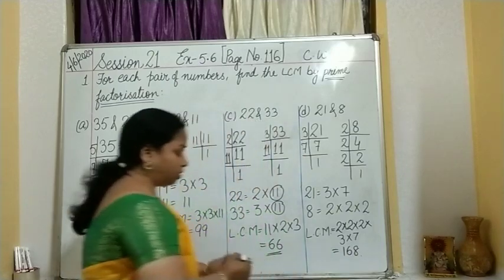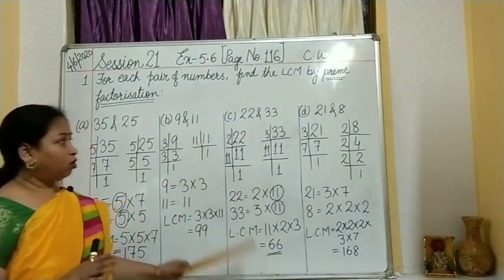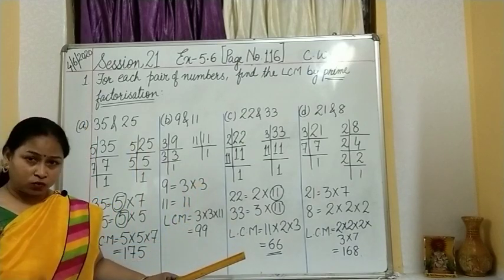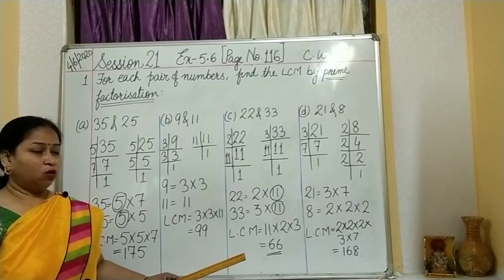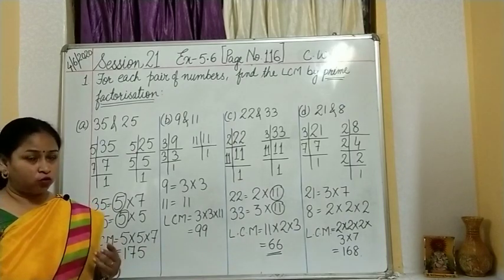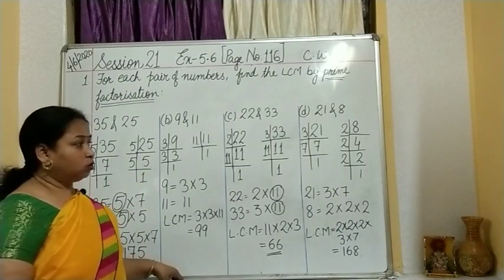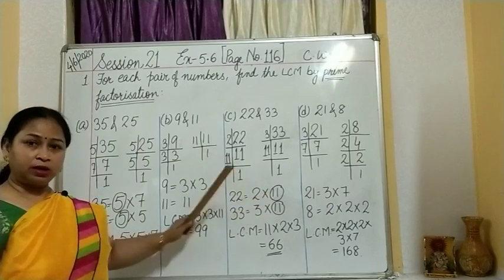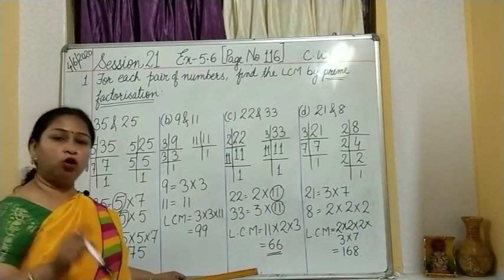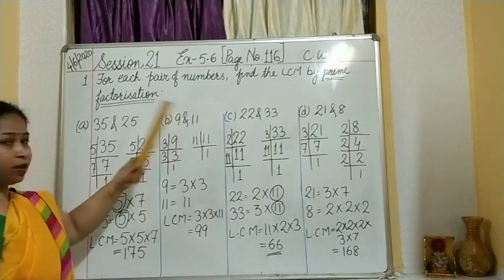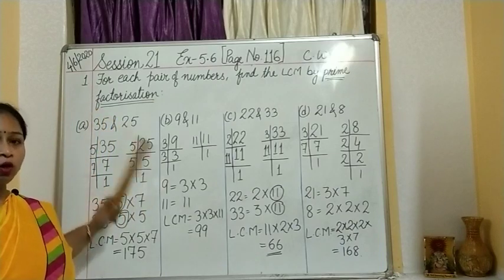168. So I have done only 4 questions of question number 1. The rest of the questions, don't worry, you will be getting on your website. All the answers of unit 2 as well as unit 5 will be given today. So the first question is all done. Then I will be doing the second question, which is based on the common division method. This was the prime factorization method. Let us learn how to do the next question based on the common division method.